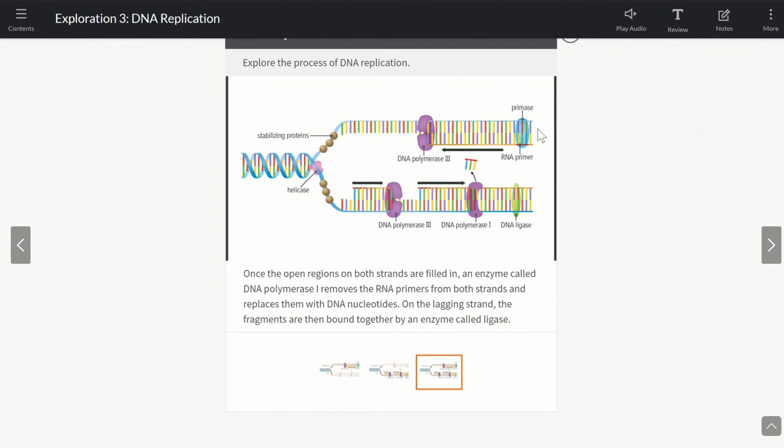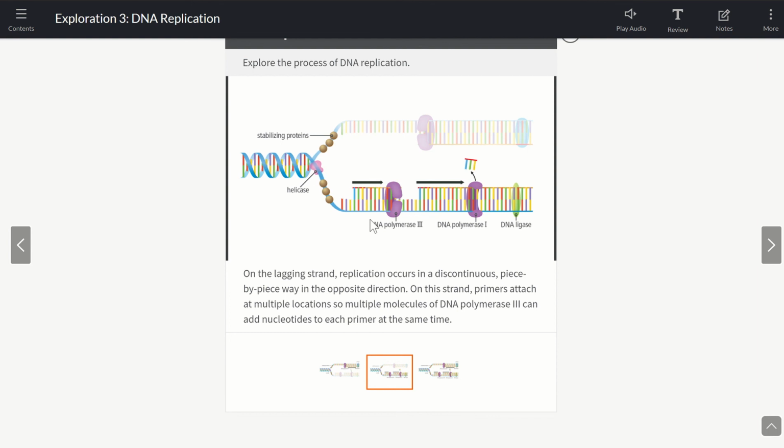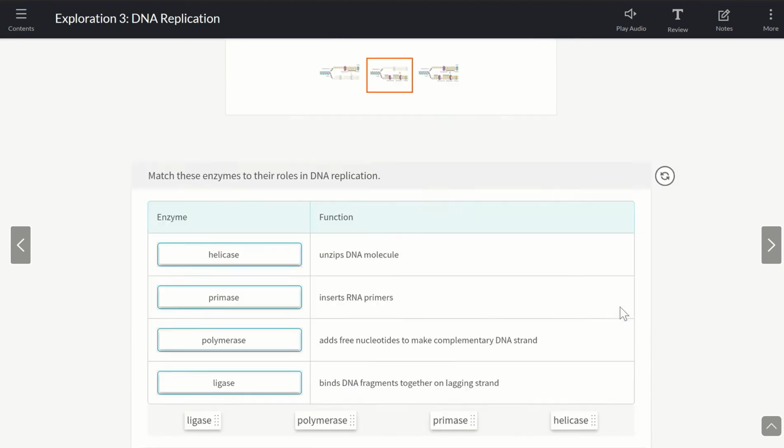The top strand right here that's built in one piece is something called the leading strand. That would be this picture right here. The bottom strand that is not built continuously, that is built in chunks, is called the lagging strand because it kind of lags behind and takes a little longer. And it is on this lagging strand that DNA ligase has to connect those pieces together.